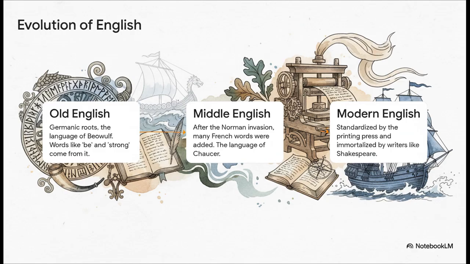So, the language itself evolved in these three key stages. First, you have Old English. Think Beowulf. Honestly, it would sound completely alien to us today. Then comes Middle English, the language of Chaucer, and this is where you can really hear that French influence mixing in. And finally, we get to Modern English. This is the version that was locked in by the printing press and, of course, made famous by writers like Shakespeare. And this is the language that hopped on the boats to America.